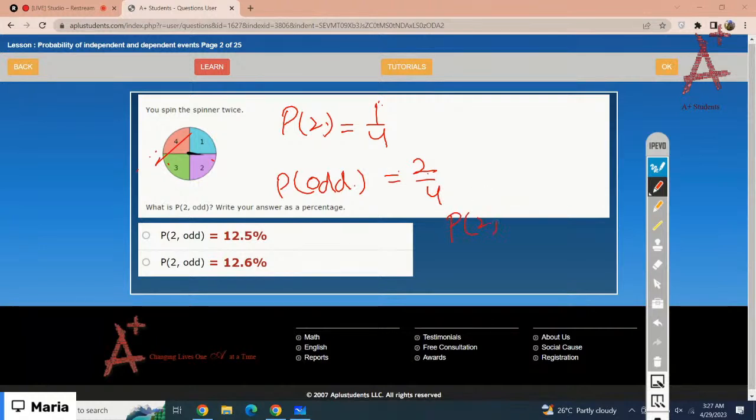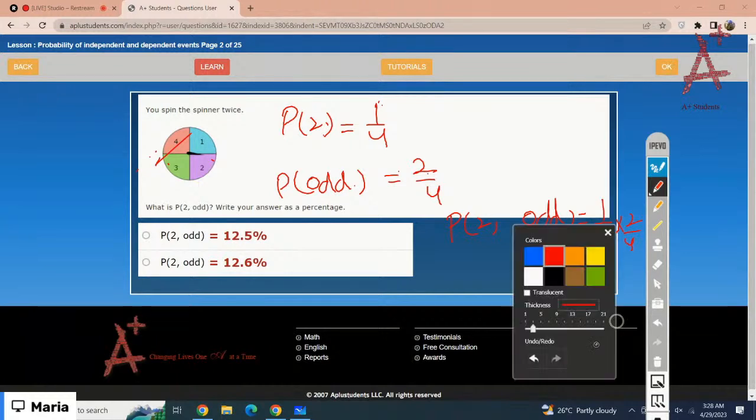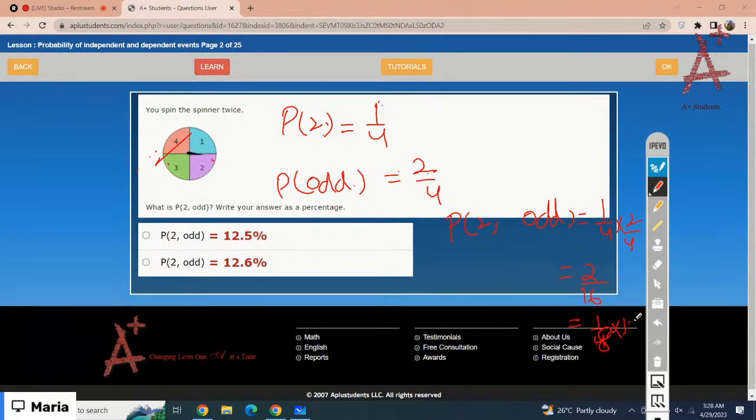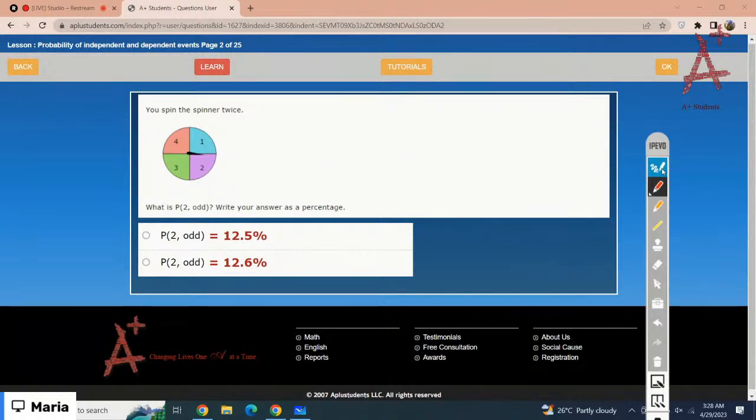So the probability of 2 and odd is 1 by 4 times 2 over 4. 2 times 1 is 2 and 4 times 4 is 16, so it would be 1 over 8. Let's multiply 1 by 8 times 100, which is 12.5%. 1 by 8 is 0.125, and 0.125 times 100 is 12.5. So the probability of getting 2 and odd is 12.5%.